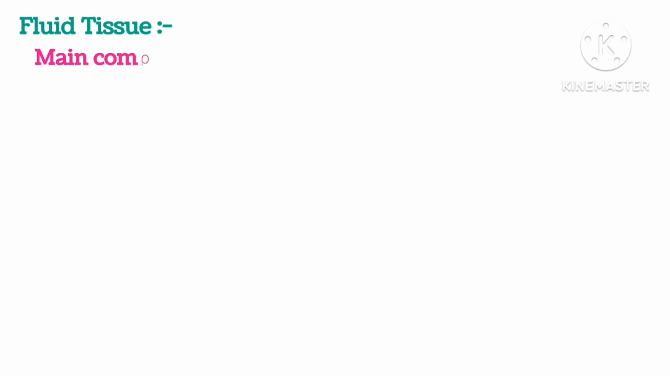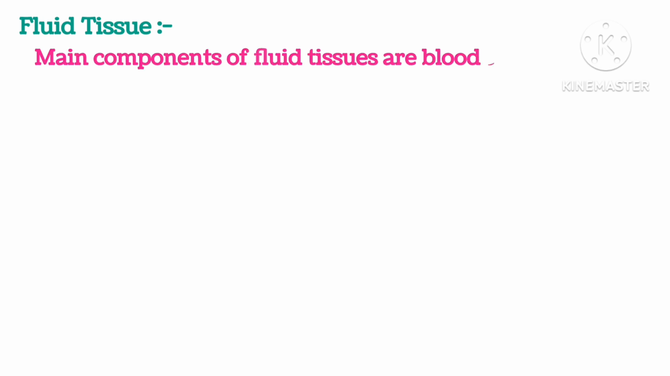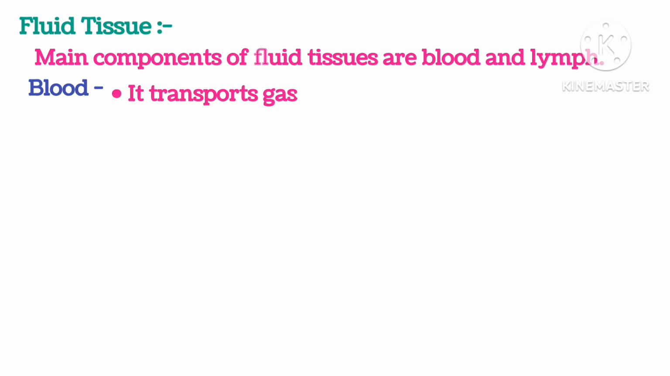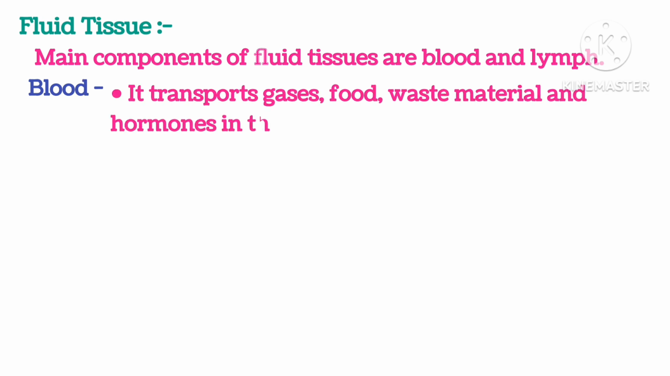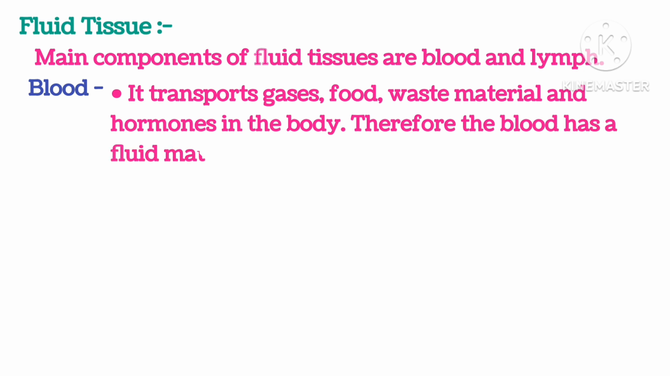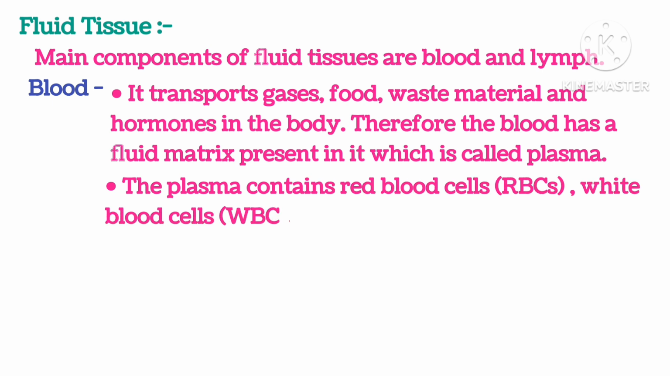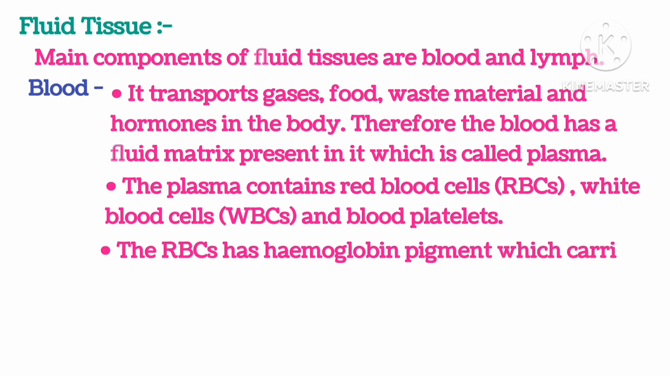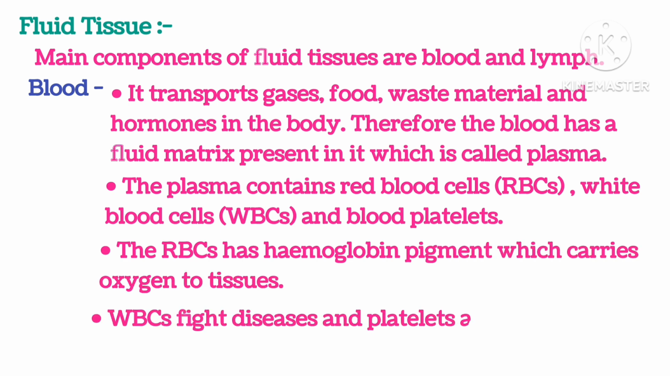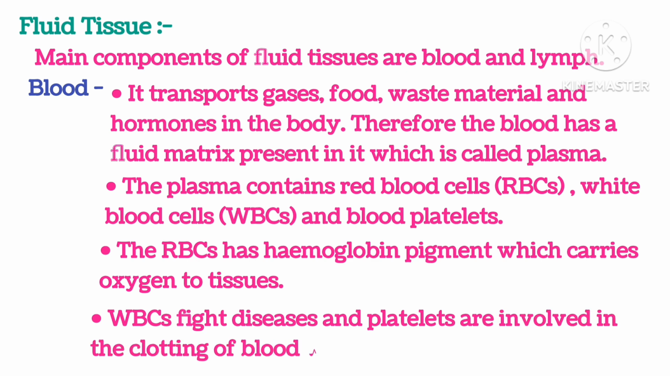Fluid tissue. The main components of fluid tissue are blood and lymph. Blood transports gases, food, waste material and hormones in the body. Blood has a fluid matrix called plasma. The plasma contains red blood cells, white blood cells and blood platelets. The red blood cells have hemoglobin pigment which carries oxygen to tissues. White blood cells fight diseases and platelets are involved in clotting of blood when injured.